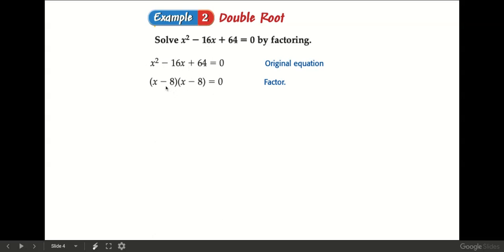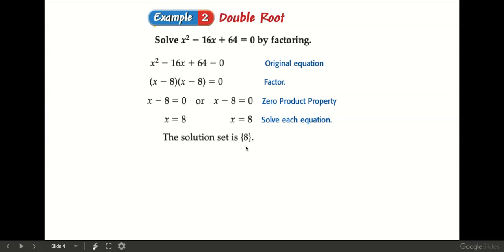So now that I've factored it, I have this times this equals 0. So either this parentheses has to equal 0 or this parentheses has to equal 0, right? So if I set each one equal to 0, I'm going to solve this one by adding 8 to both sides. Same thing here. And if you notice, you get the same answer twice. So that's why it's called a double root, because it in fact only crosses the x-intercept at 8. So this double root tells me that since it only crosses at 8, that's where the vertex is going to be. So here the solution is 8. And the reason why it's called a double root is because you get the same answer twice.